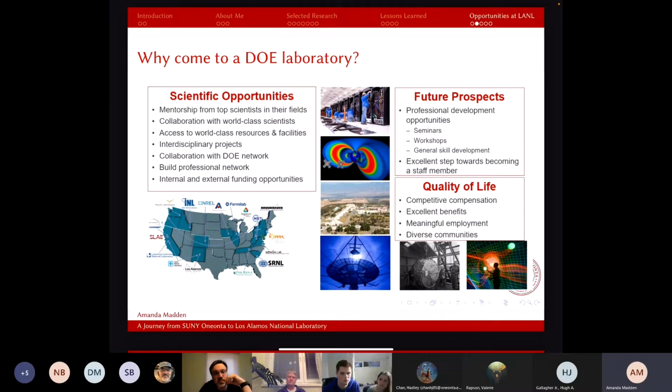But the DOE complex, like we call it, gives you so many wonderful scientific opportunities. You get mentorship from top scientists in their field, collaboration with world-class scientists, access to world-class resources and facilities. So here on the right, I'm showing the supercomputer from 2 versions ago, them assembling that. And then we've got the Los Alamos portable pulsar. That's the kind of satellite dish looking thing in the bottom of the L, in the corner of the L.